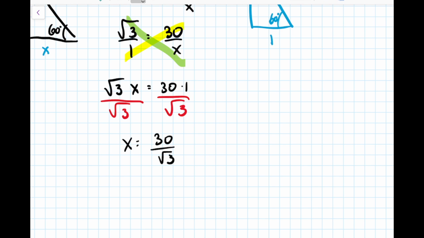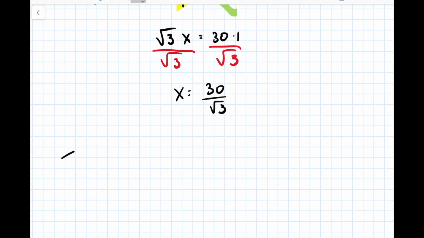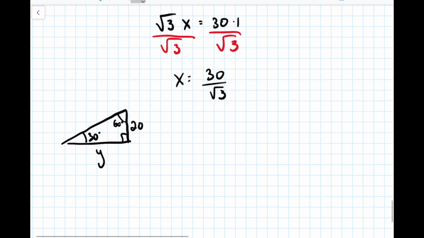Now we're going to do the same thing for the other triangle, for the other building. So that triangle looks more like this, where this is 30 degrees. This is 60 now. And we know this building is 20 tall. And so I'm just going to call this distance y. So now we're going to be doing tangent of 30 instead of tangent of 60. And that's going to be my opposite, 20, over my adjacent y.